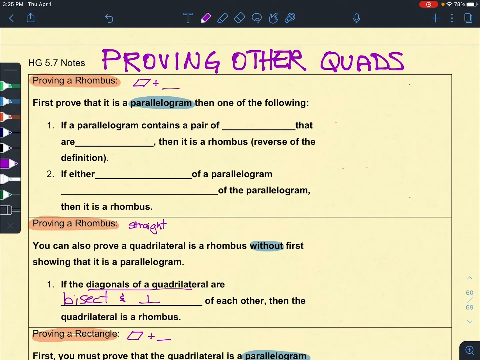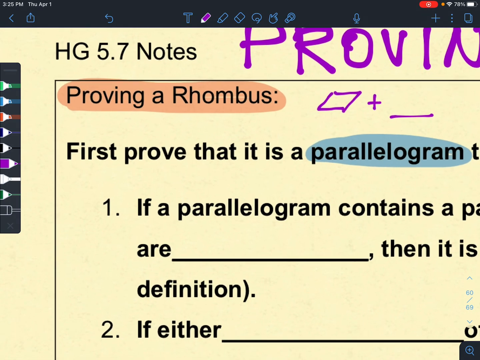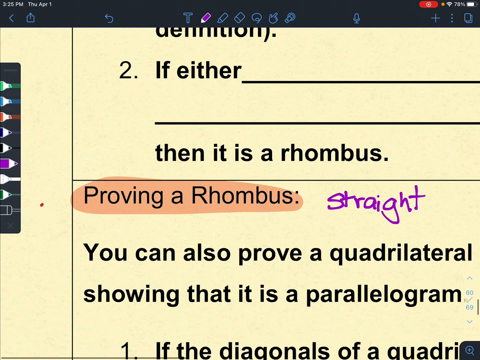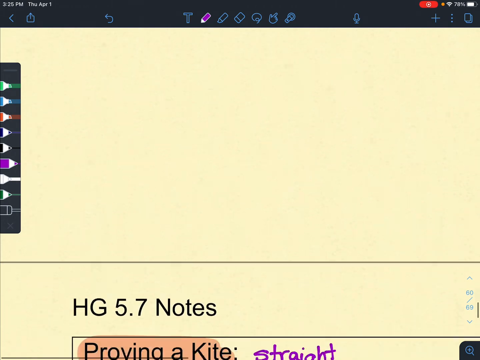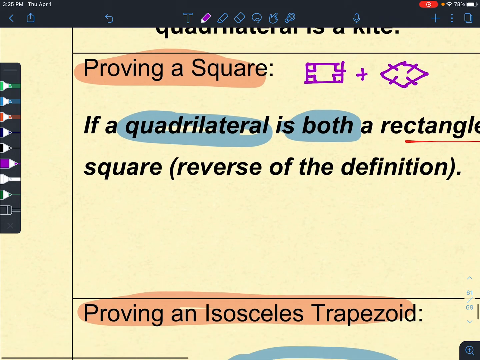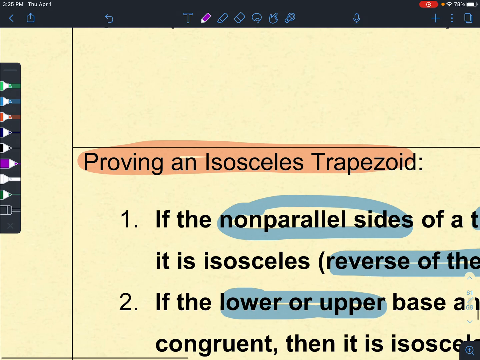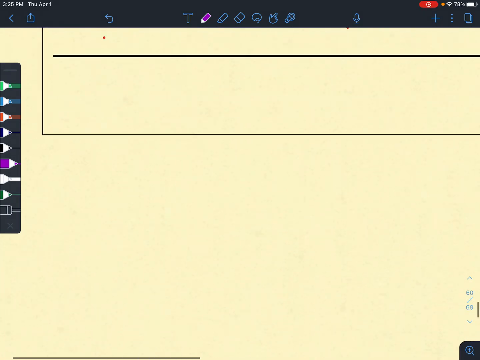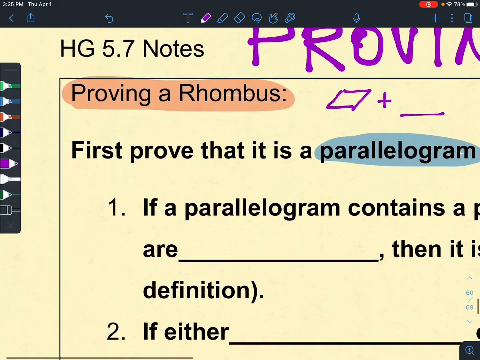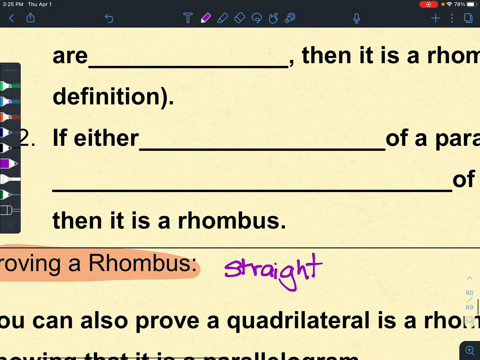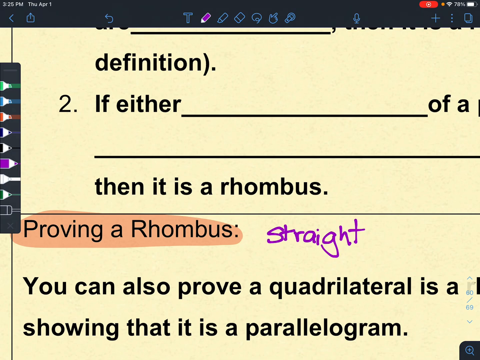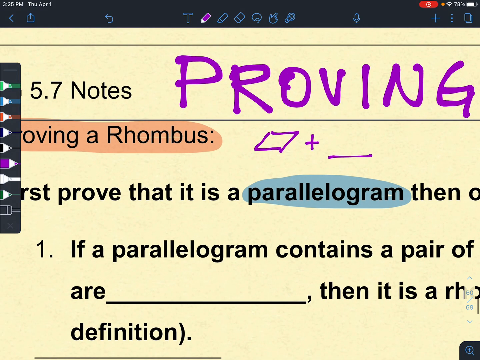Okay. Lesson 5.7, proving other quadrilaterals. Meaning we're going to show something is a rhombus today, or something is a rectangle, or something is a kite, or something is a square or an isosceles trapezoid. The reason we list out our first one twice is that we can do a rhombus two ways. You can first of all show that it's a parallelogram plus something else, or you can do it straight away. So there's two kind of strategies here.